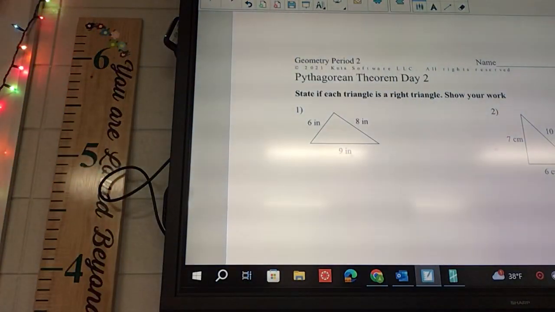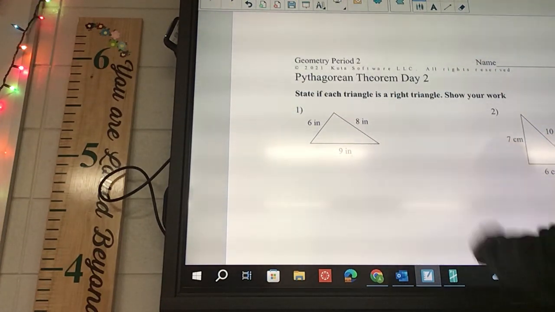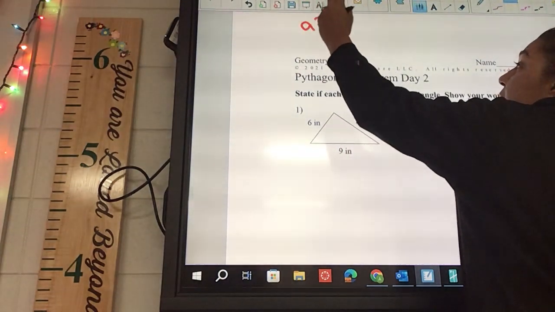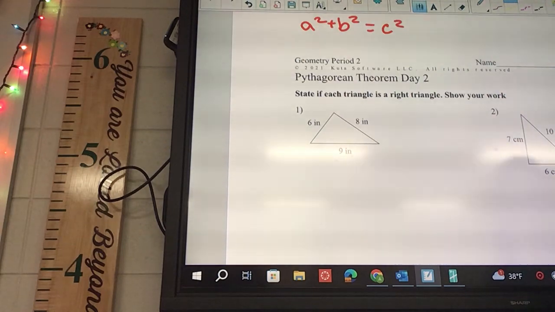Okay, what is the Pythagorean theorem formula? A squared plus b squared plus c squared. Good. Okay, a squared plus b squared equals c squared. That only works for what? What kind of triangle though? Right. A right triangle, okay?